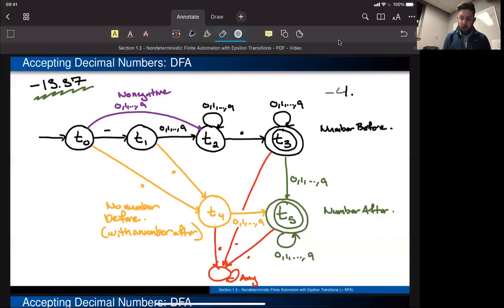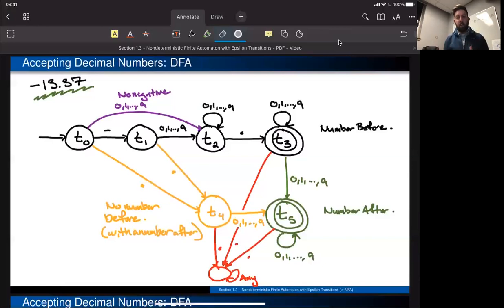If you wanted to not have the negative, what you're going to need to do is essentially jump across that little path from T0 to T2 on an initial read of just a number. So you can think about being at T2 as I for sure have something before the decimal point. Maybe that something is just a 1. Maybe that something is a negative and a 1. So we can jump over state T1 and land right at T2 on that positive input. After that, it's the exact same rinse and repeat.